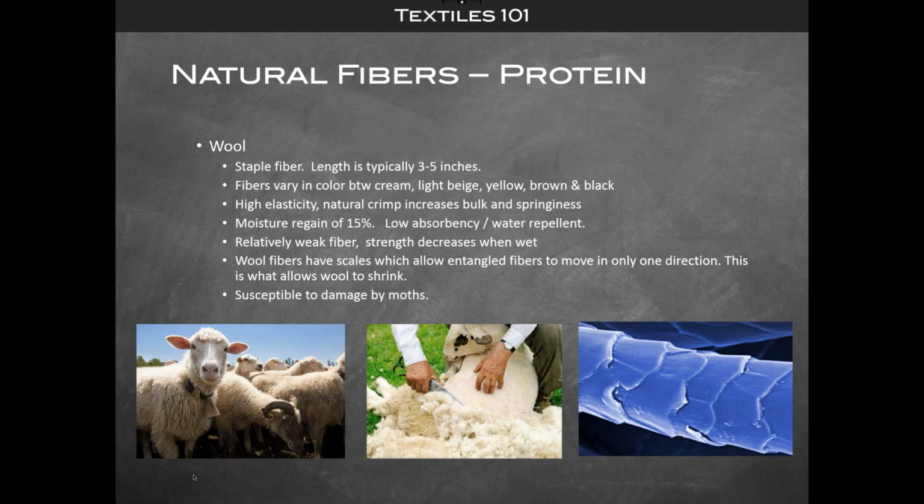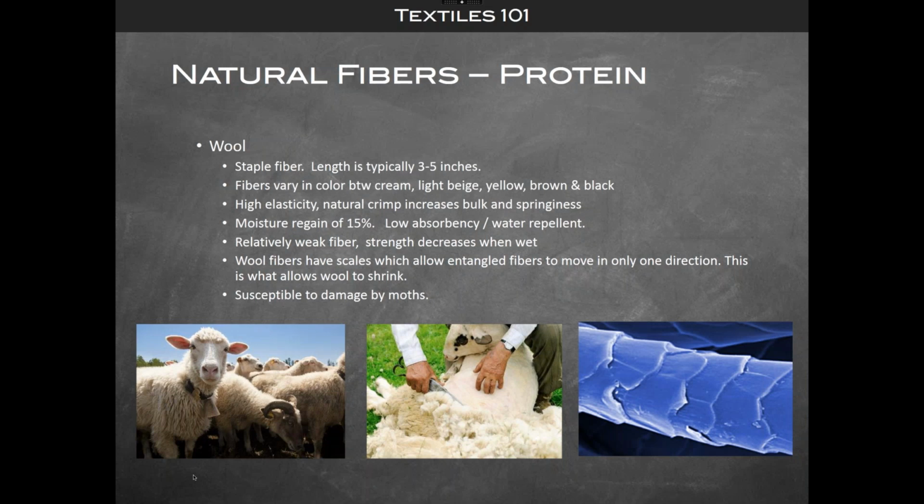Wool has a moisture gain of 15% and low water repellency. Kind of this high moisture gain, but low absorbency and high water repellency comes from the scales. The scales of wool help to shed the water off, but once water does seep in, it can have a very high moisture regain. Wool is a relatively weak fiber, and its strength decreases when it's wet.